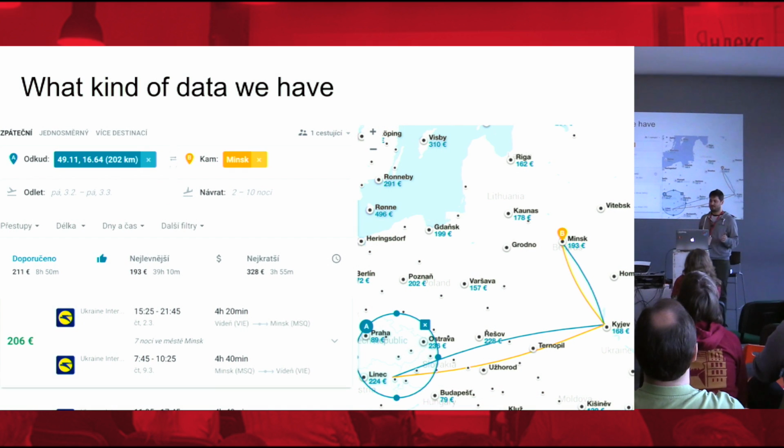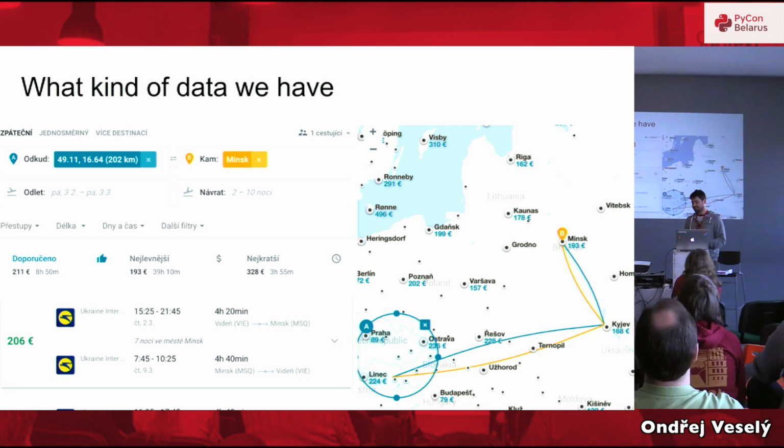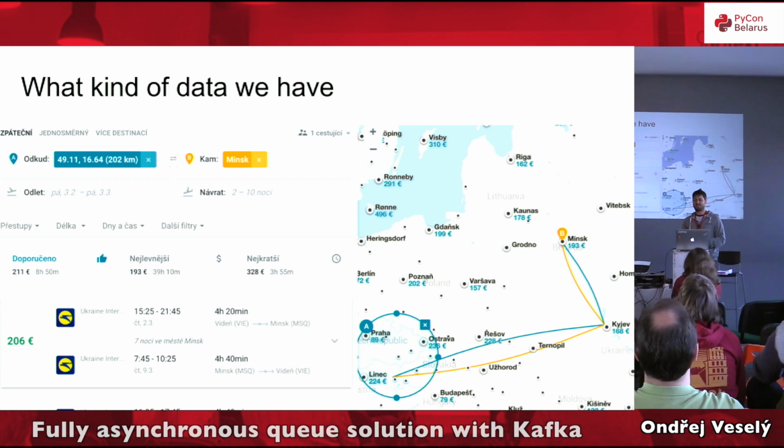What's unique about this is that we have all the flight schedules of all the airlines all over the world. So basically, you can find combinations where other engines can't, because we can also combine airlines which are not cooperating.